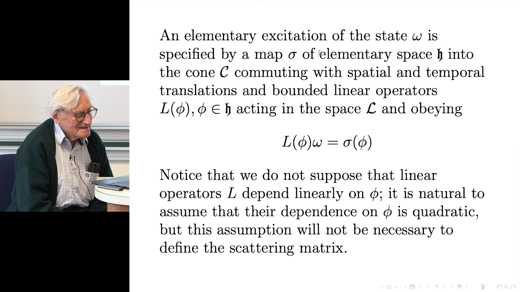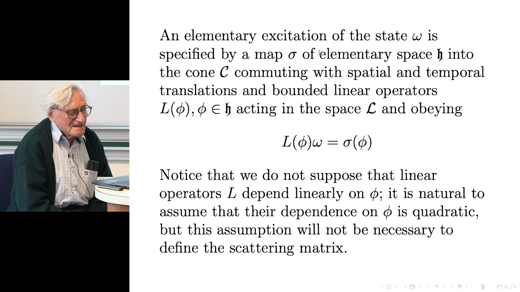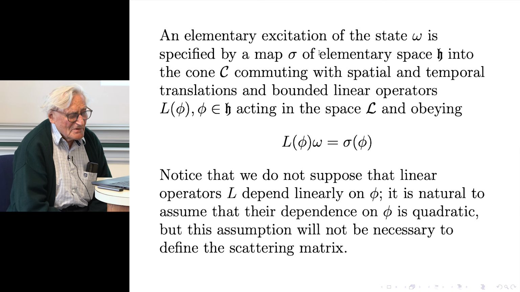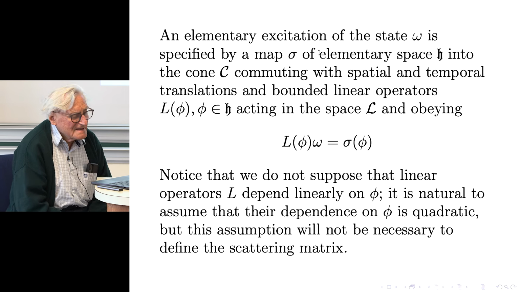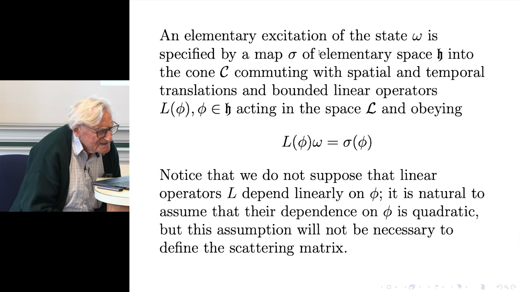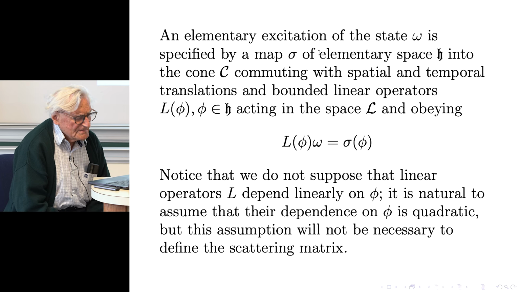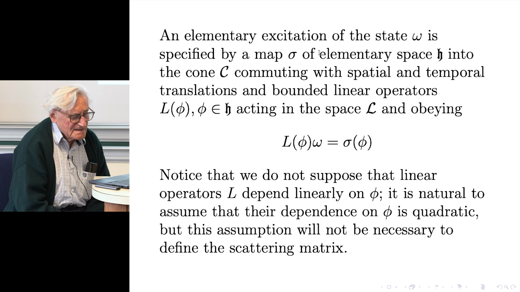Now I'm saying that an elementary excitation is a map of elementary space that commutes with spatial and temporal translations. And I also require some property, that sigma of phi can be obtained from this state omega by the action of some operator L, which is not supposed to be linear with respect to phi. It is a linear operator, but the dependence on phi is not linear. In good cases it is quadratic.